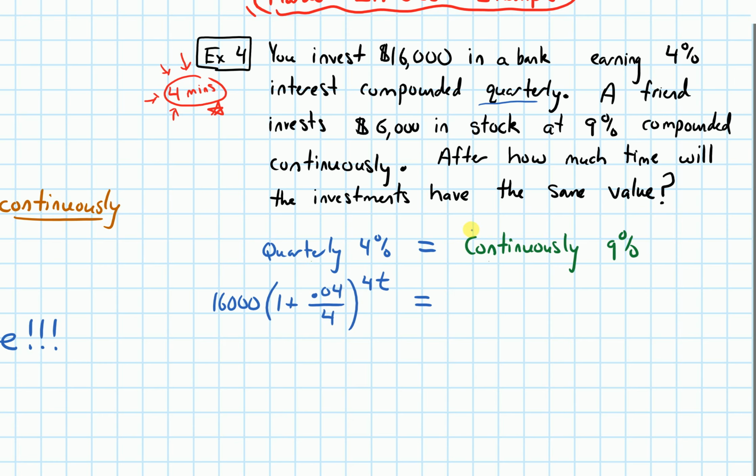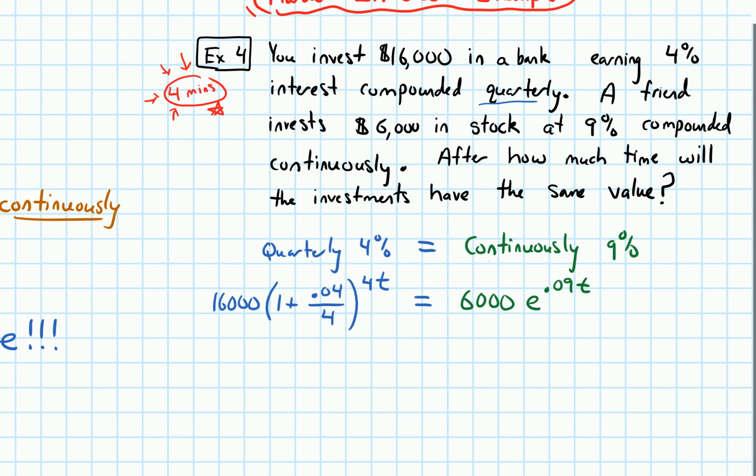What about the continuously compounded rate on the right-hand side? Well, their initial investment was $6,000. That was the friend's. And we multiply that by e to the rt. And r is 0.09 for them. And we have a t up there. All right, so we have this.